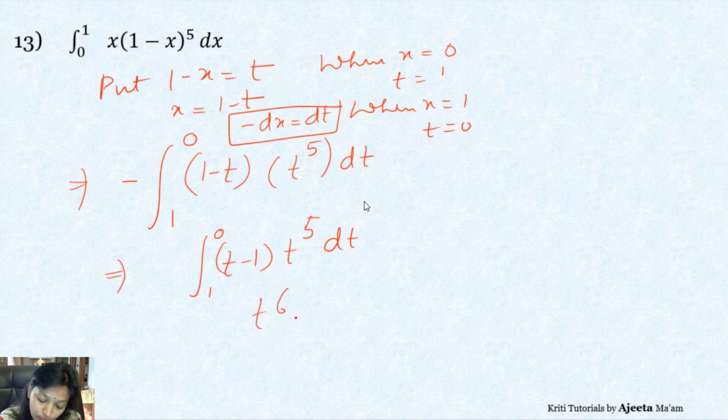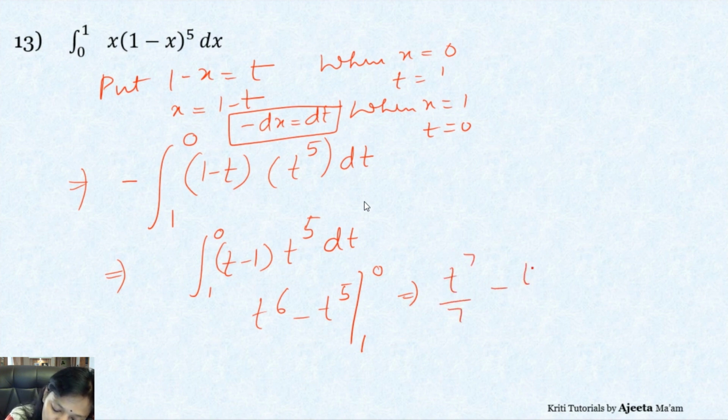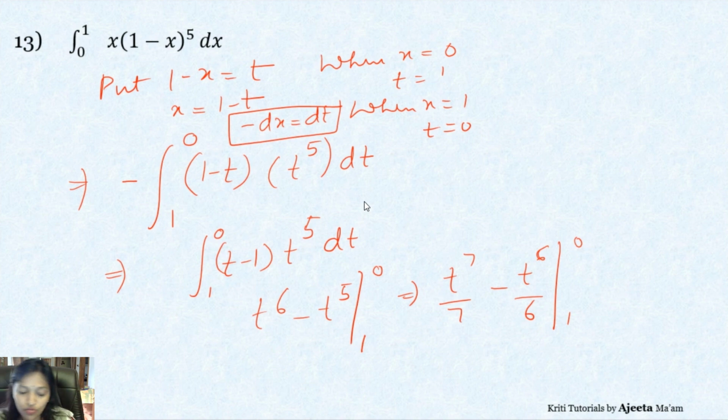Right now, so t raised to 6 minus t raised to 5, and the limits are from 1 to 0. What is the integration? By power rule, we can simply increase the powers and get it. For 0, no answer, only the answer will be for 1. So what will you get the answer as? Minus will come, 1 upon 7 minus 1 upon 6. So the LCM will be 42. So what will you get the final answer? So the final answer will be minus 1 minus 1 upon 42.